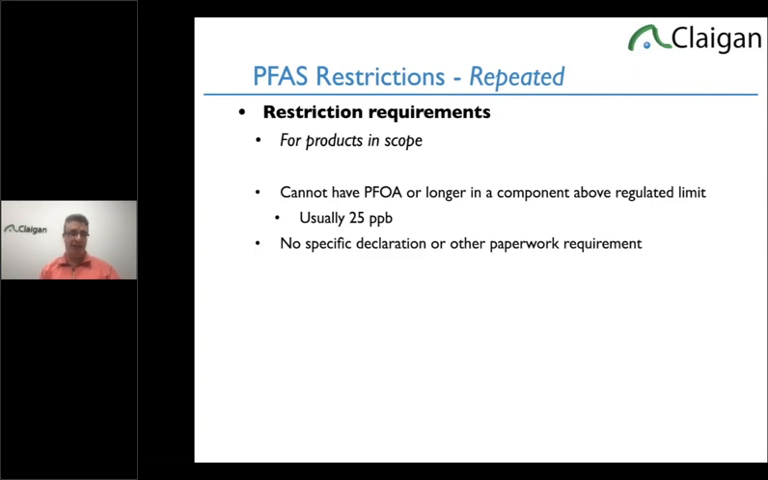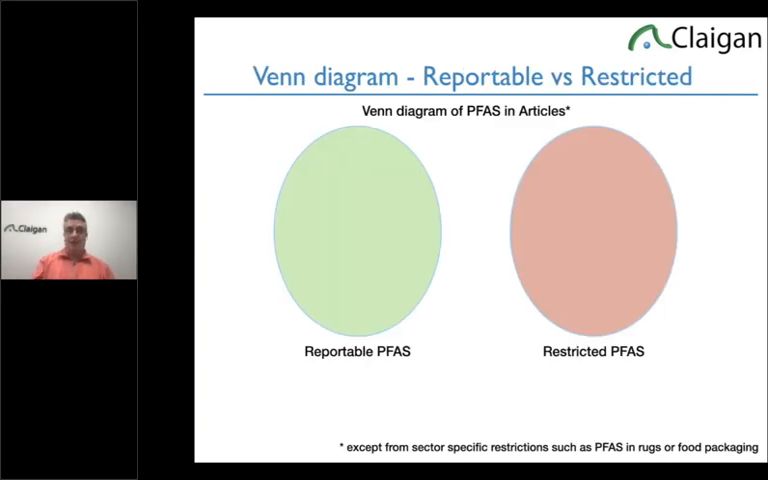Restriction is thou shalt not have. You can't have PFOA anymore in Europe, and to a limited extent Prop 65, above 25 parts per billion. There's no label, there's no declaration, there's no registration, no reporting of it. It's just thou shalt not have, and it's enforced. You're not allowed to have products with it, which is quite different than the reporting. Now you say, well, if I can't have it, but I have to report it. This is a Venn diagram of the reportable PFASs and the restricted ones. You notice the overlap.